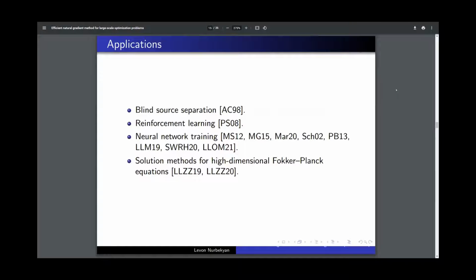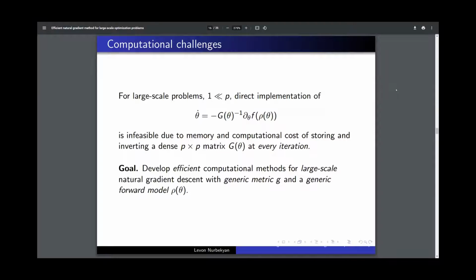So there are a number of applications: blind source separation, reinforcement learning, again neural network training, and so on. Essentially, if we are trying to improve our optimization, knowing that there is this composite structure of our loss function, where we have a forward model in some natural space, then you can try to use that. So briefly, let me explain what the problems are there and what are the solutions that we suggest.